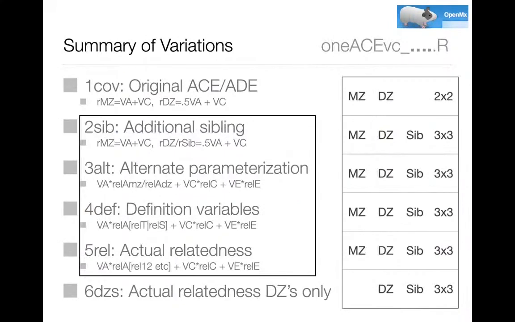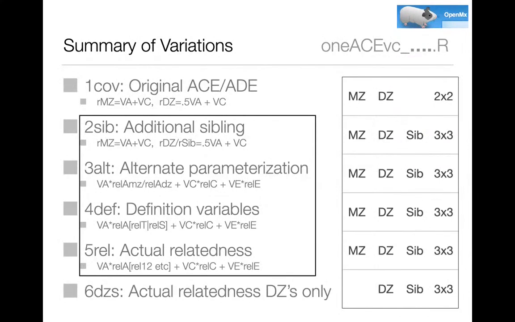So here we provide a quick summary of the different variations of the ACE model that we have discussed so far. The first one was just using the twin pairs, MZ or DZ twins, so it predicts a 2x2 covariance matrix. The second through the fifth script are basically different versions of the same model and should provide the same exact results, but are just different parameterizations, each of them using both MZ twins and DZ twins as well as extra sibs, so generating a 3x3 expected covariance matrix.